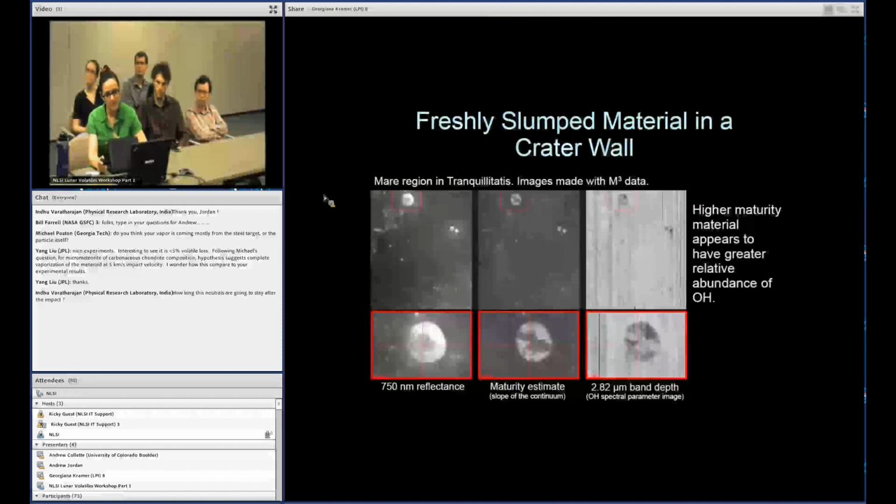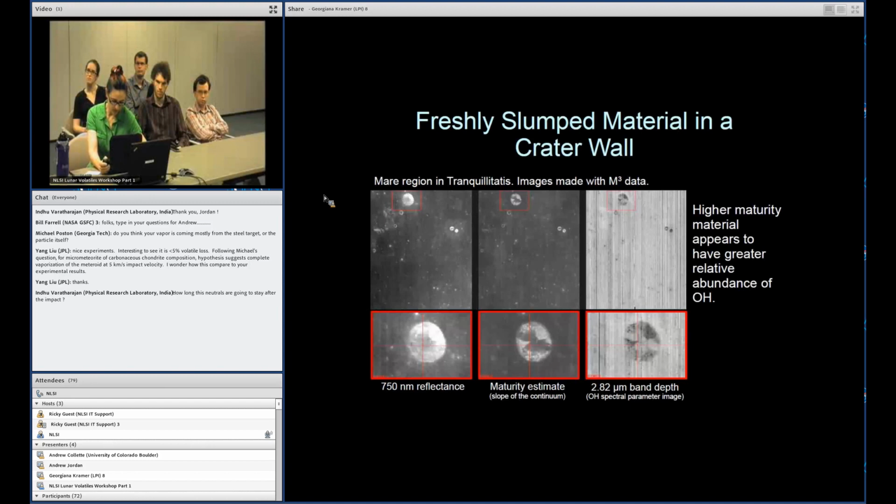Okay. So here we're now testing, looking at maturity just on a normal mare surface, and we're looking at Mare Tranquillitatis. This is an approximately 10-kilometer crater that I'm focusing in on here, and in the left panel, 715 nanometer reflectance. In the middle one, the maturity estimate, which is just the slope of the continuum. I apologize, this is all M3 data again. And then on the right, the 2.82 micron band depth, which is the percent band depth at 2.82 microns.